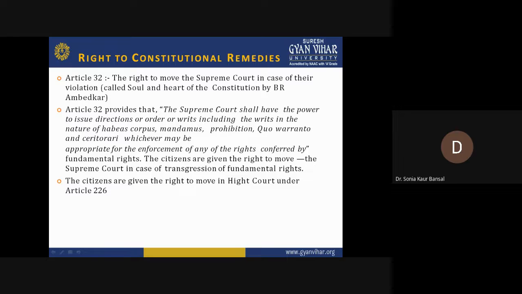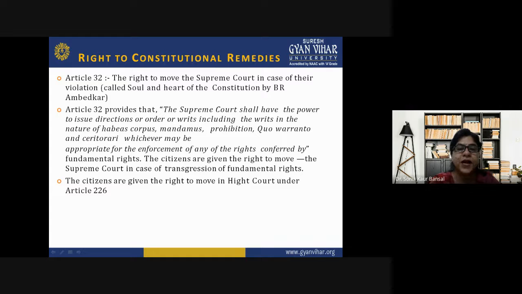So, appropriate for the enforcement of any of the rights conferred by fundamental rights. So the citizens are given the right to move the Supreme Court in case of transgression of fundamental rights. So this is a very important right, and every citizen must understand that the violation of rights is cured by the Supreme Court. So the citizens are given the right to move the High Court under Article 226.